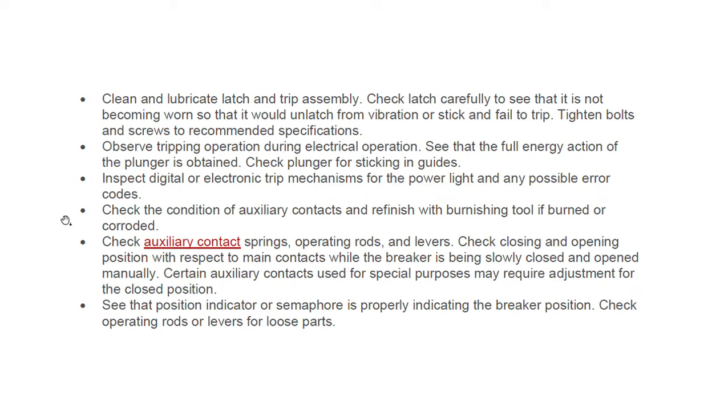Inspect digital or electronic trip mechanism for the power light or any possible error code. Check condition of auxiliary contacts and refinish with burnishing tool if burned or corroded. Check auxiliary contacts, spring operation, rods and levers. See that the position indicator is properly indicating the breaker position.